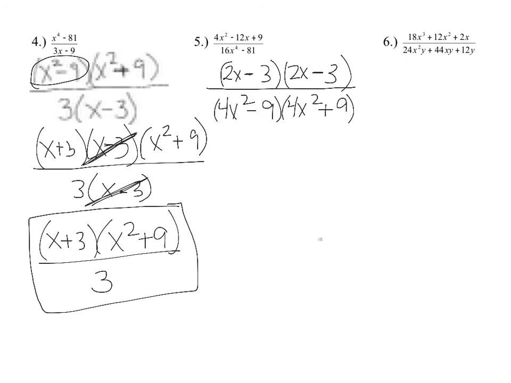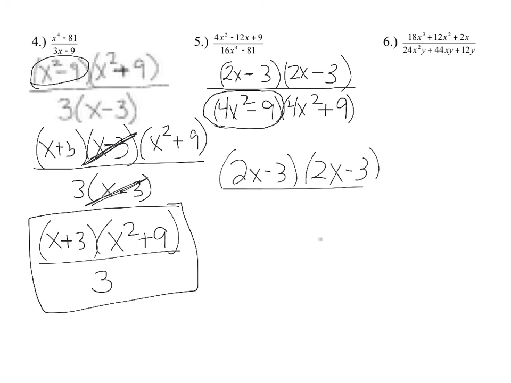Now taking a look at this, it still doesn't look like we have common factors. However, this is still a perfect square minus a perfect square, so that one right there can go further. So my top, I'm going to leave as 2x minus 3 times another 2x minus 3. 4x squared minus 9 breaks into 2x minus 3 times 2x plus 3, because that's a difference of squares. And then 4x squared plus 9 will not factor because it's addition.